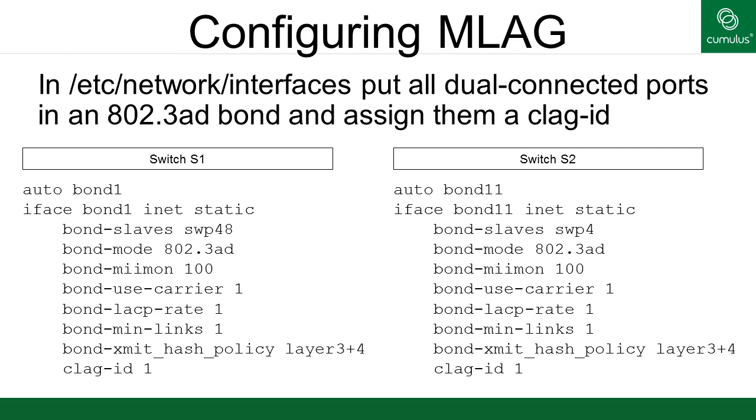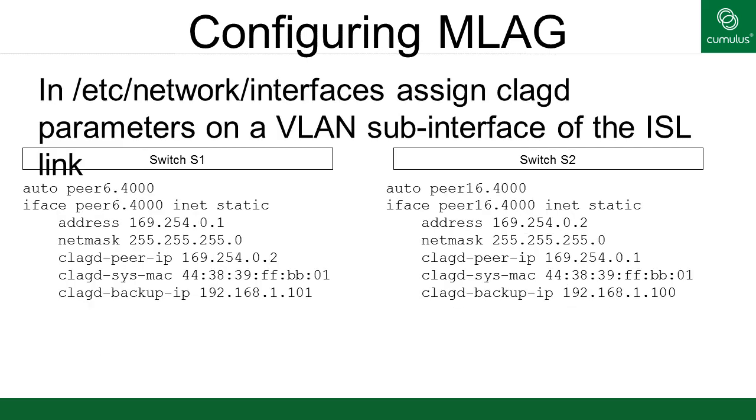So that's what you do. That's the configuration that you have to apply on each of the dually connected ports. The other configuration you have to have is on the inter-switch link. So we've created a bond.